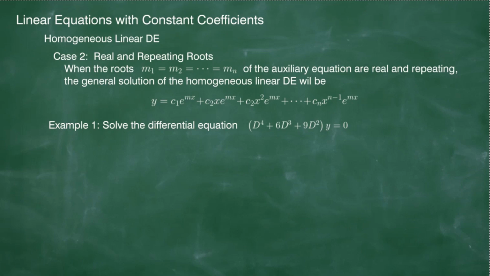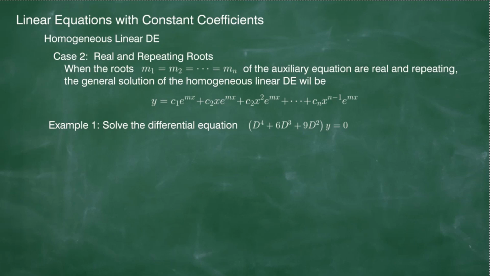Homogeneous linear differential equations with constant coefficients. Case number 2, repeating roots. So the roots are repeating. We have, for example, m1 is equal to m2 is equal to m3, and so on.